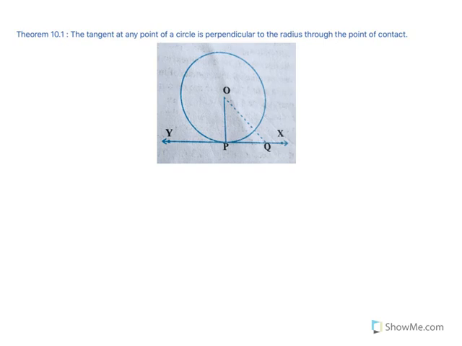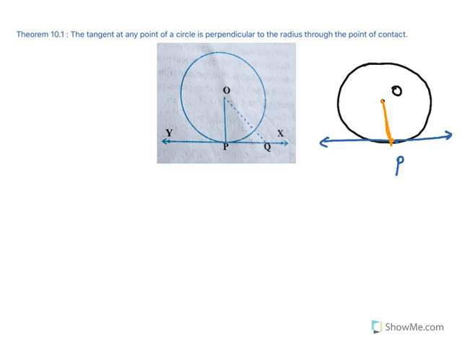Now, theorem 10.1, the tangent at any point of a circle. So here is a circle with the center O, and I am drawing a tangent at this point, say P. I have drawn this tangent. So the first part: the tangent at any point of a circle is perpendicular to the radius at the point of contact. So at this point of contact, I am going to draw the radius.